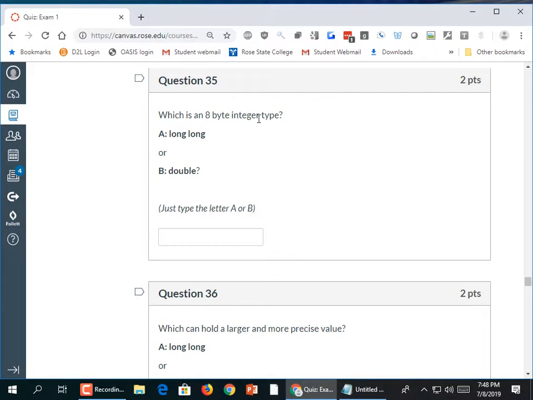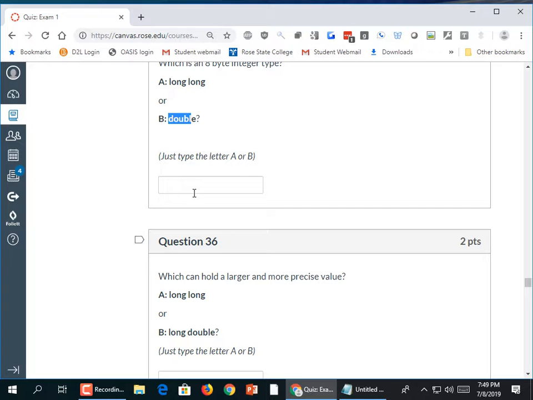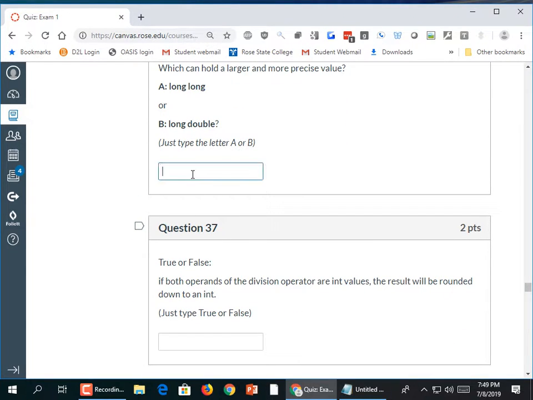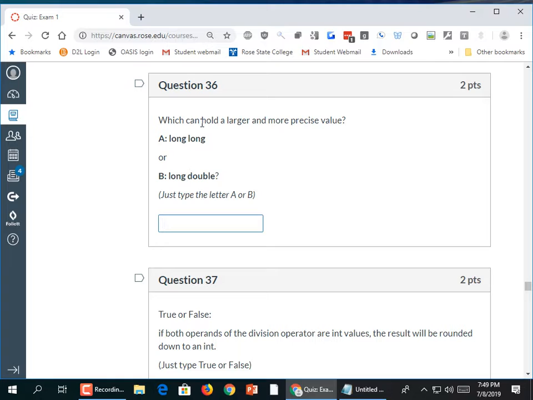Which is an 8-byte integer type? Several folk chose double. It's correct that double is 8 bytes on the operating systems we're using in here. However, long is also 8 bytes, so you couldn't just differentiate like that. And it says integer, and a double is not an integer, it's a floating point. So even if you didn't know the definition of long, you should know that a double is a floating point. It means double precision floating point. Holds twice as many decimal points, and the exponent can be larger. So, which can hold a larger and more precise value.